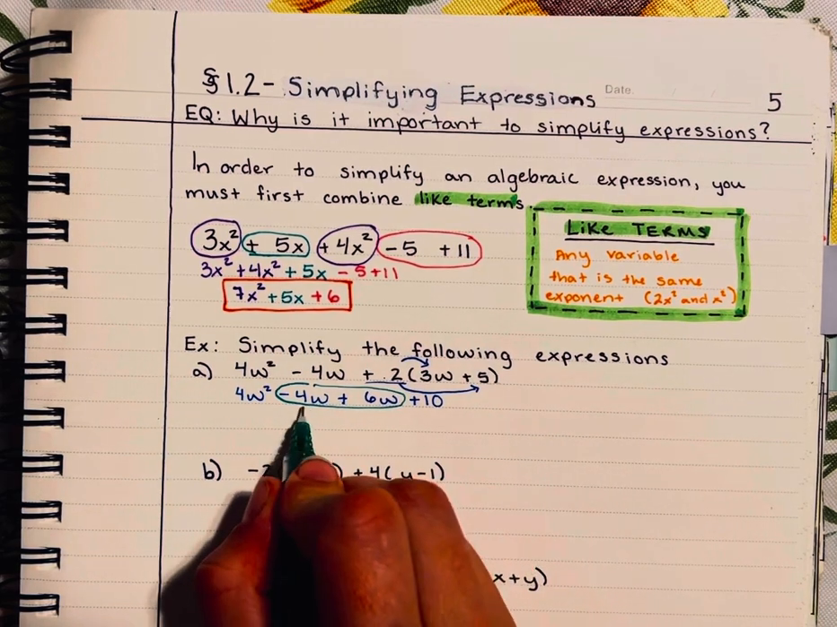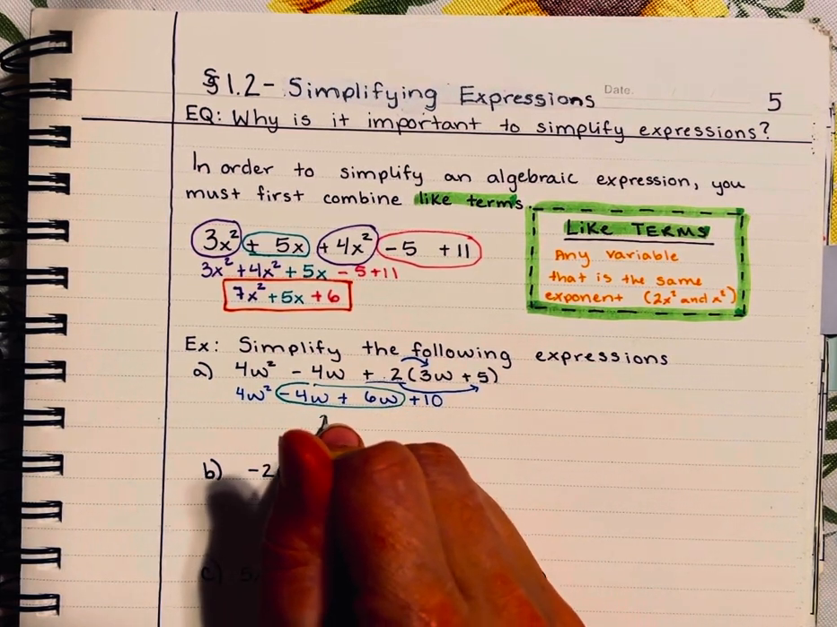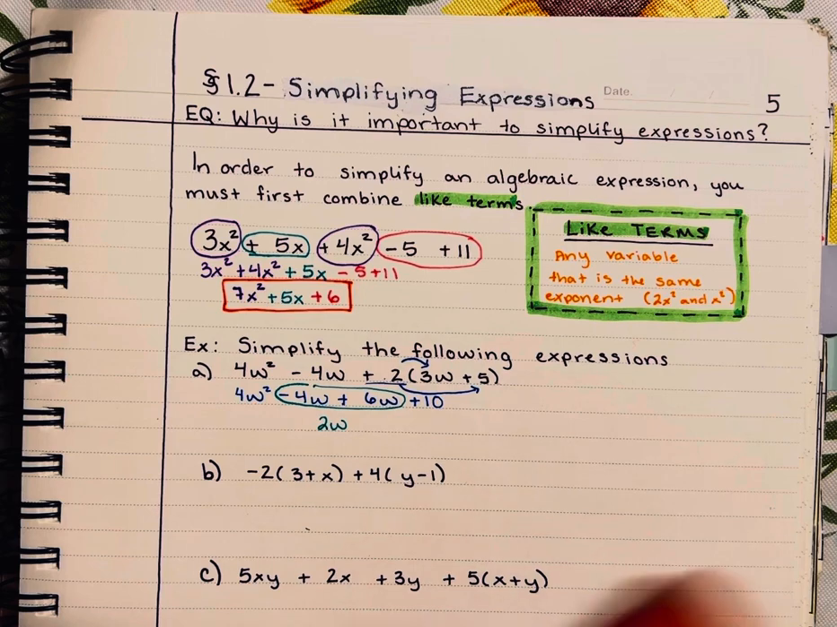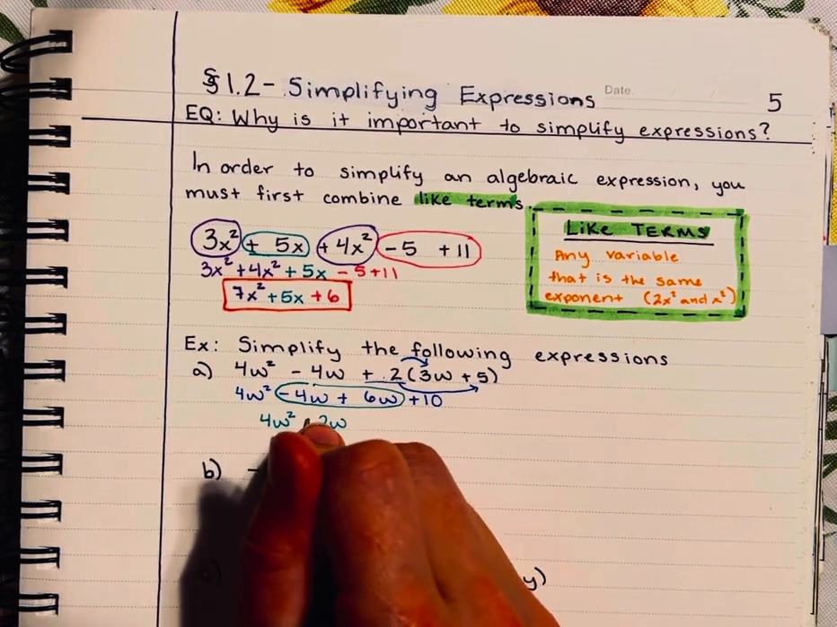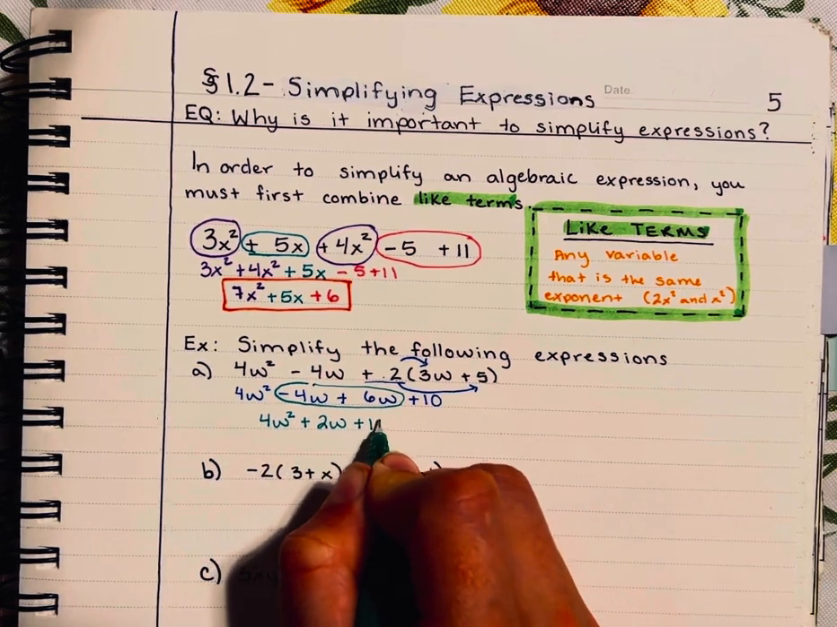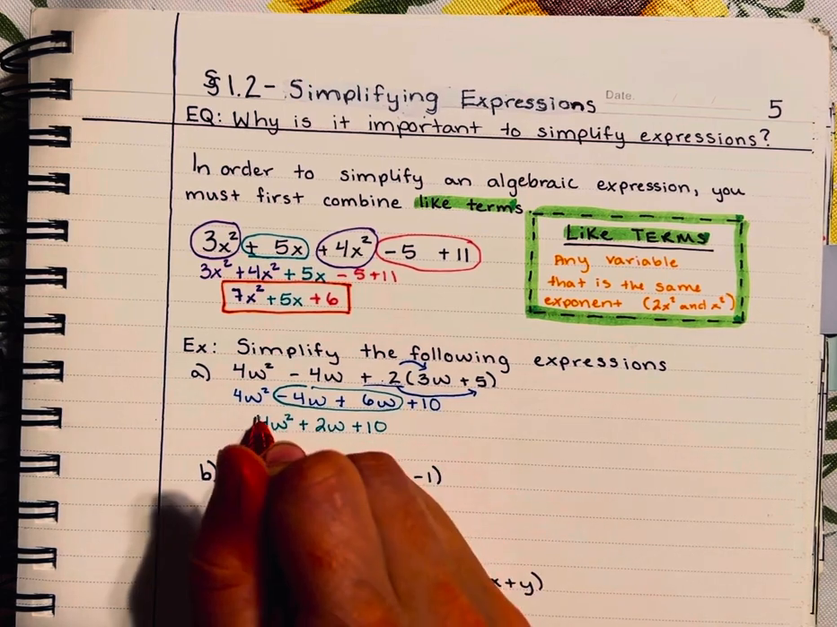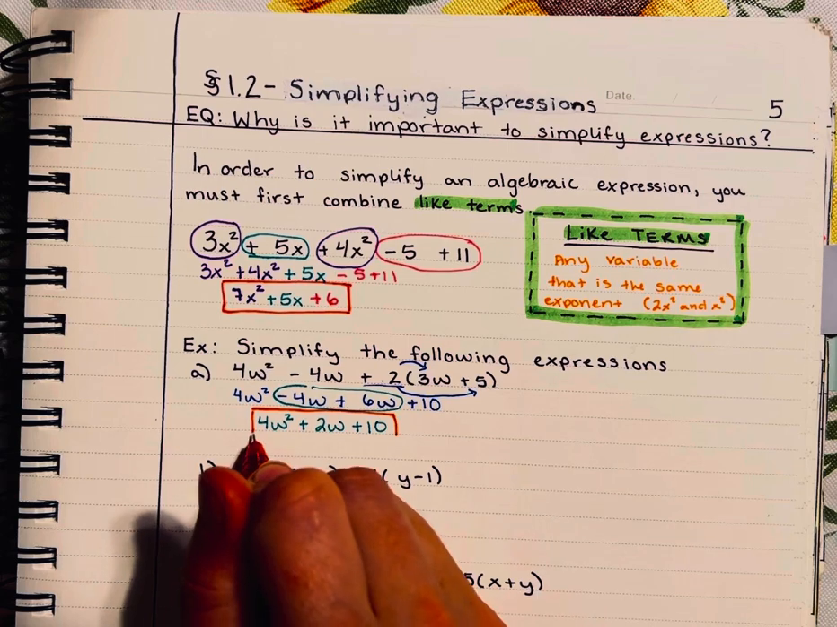So when I combine the -4w and the 6w, I get 2w. And then I still have this 4w squared. Because this is +2w, the plus sign sticks with it, and then plus 10. So that's going to be my solution: 4w squared plus 2w plus 10. This does not simplify any further.